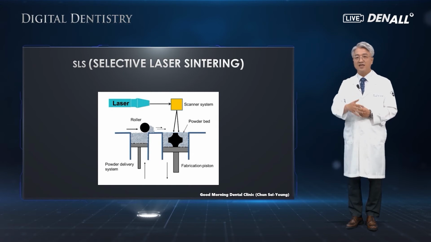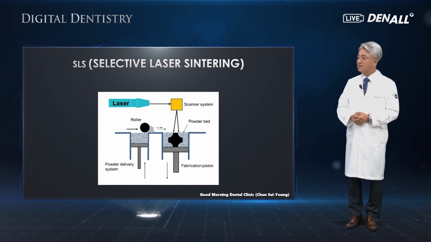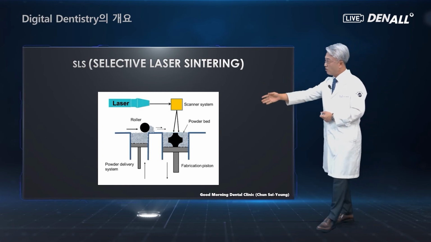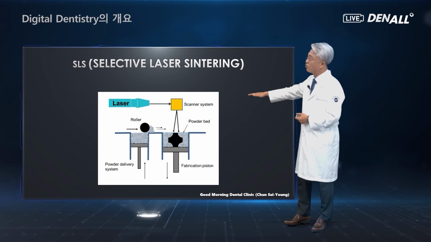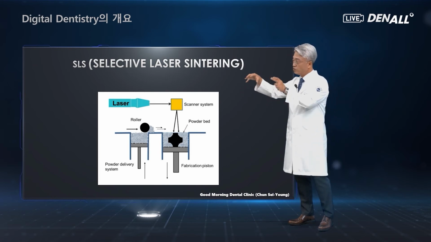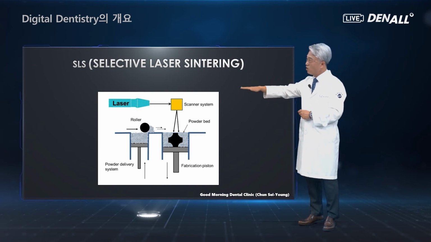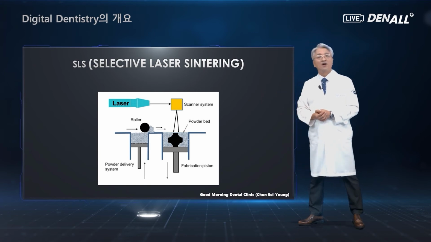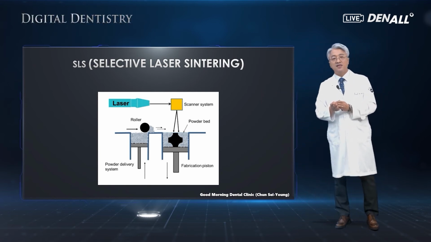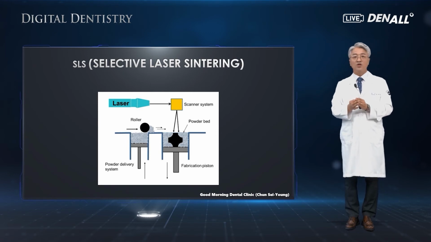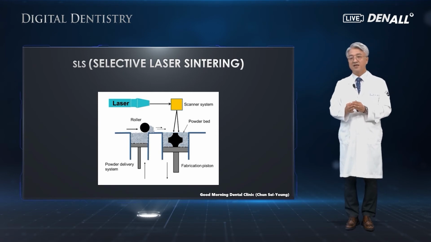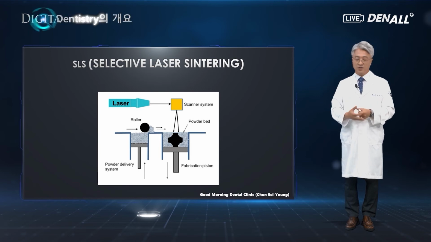As you can see, the mechanism, the metal powder on the bed is rolled over in a consistent thickness. Laser is emitted over it to melt the powder and then filled up by the roller again repeatedly. RPD frame PFM caps can be produced using this SLS printer, and clinically the precision is good enough. So let's summarize the digital manufacturing.